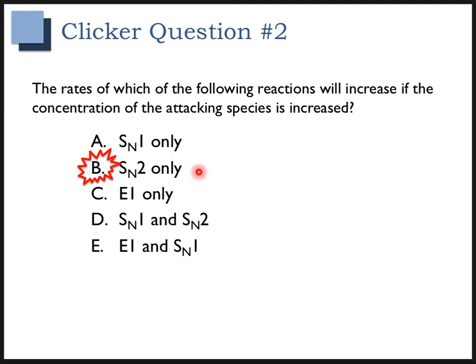Okay, hopefully you got B, SN2 only, because basically what happens with the SN1 and the E1 is that they're just waiting for the leaving group to fall off. So the attacking species is not going to affect the rate at all for either of those reactions. SN2 is going to be a second order reaction. It depends on both the nucleophile as well as the substrate.